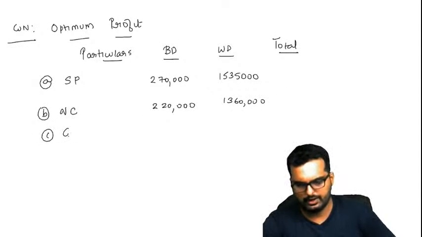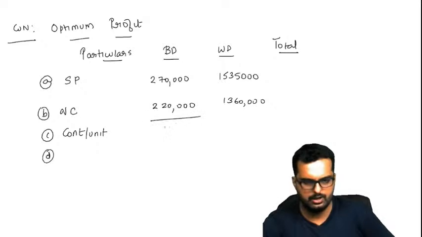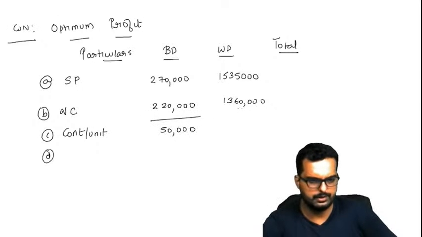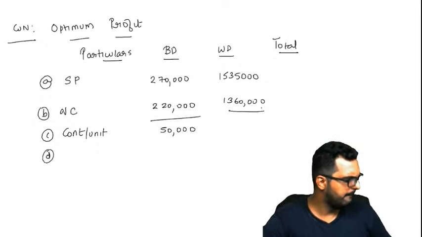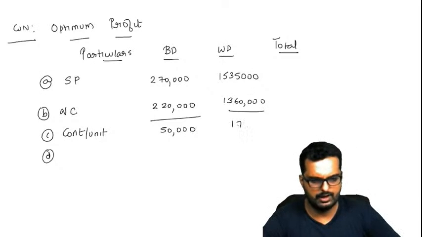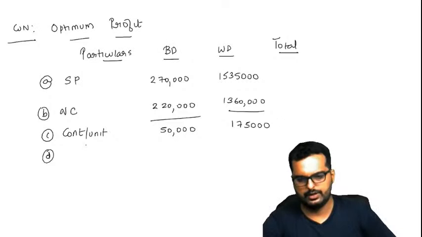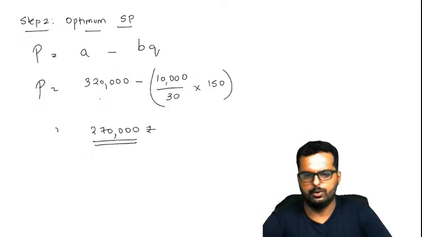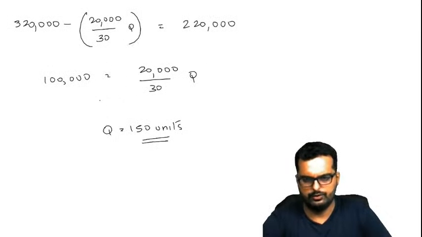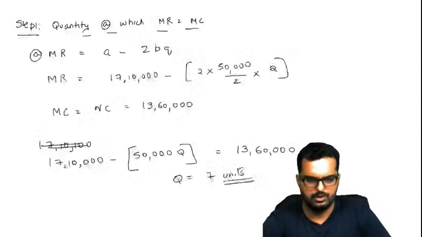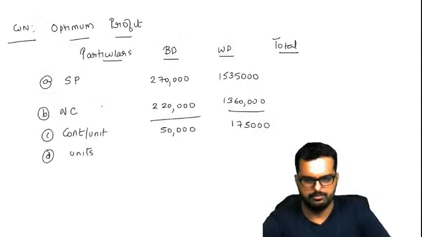From this, can we find out the contribution now? Contribution per unit we can find out. Do you get the answer as 50,000 here, correct? Here you will get 1,75,000. And then we have the units. What is the number of units we got? 150 for bogie and 7 for wagon.